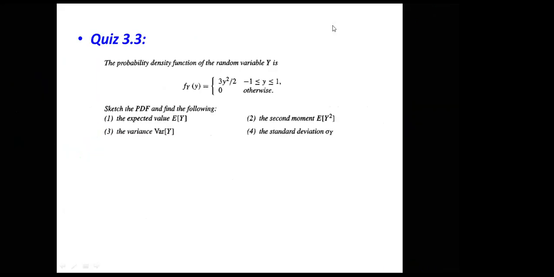All right. Now let's go to quiz number 3.3. Look at this one. We have this 3y square by 2, and we need to sketch the PDF. I don't need the expected value of y. The fy is given like 3y square by 2.